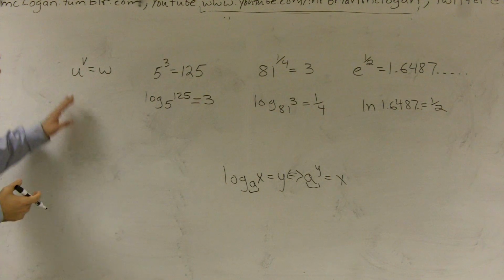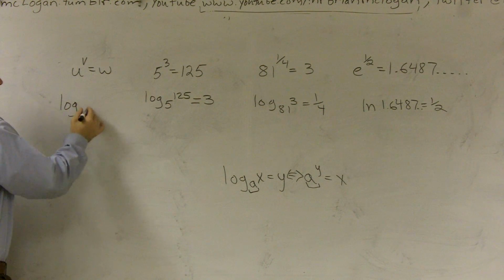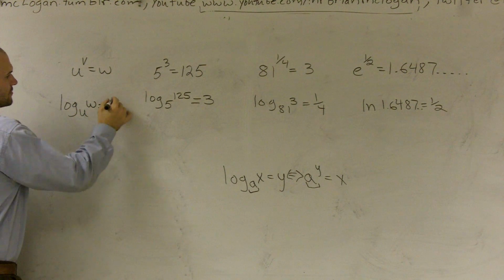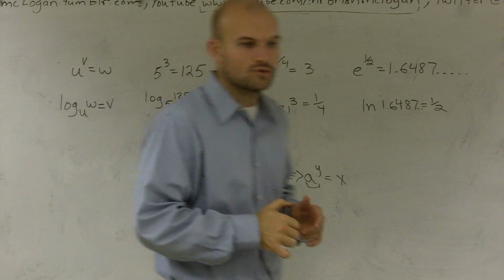And then over here, again, just look at the base. Log of u raised to the w power equals v. And that's how you transfer from exponential form to logarithmic form.